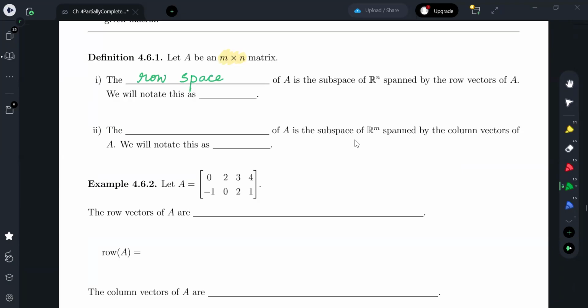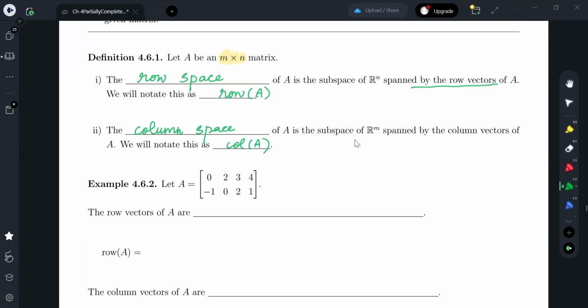Row space of A will be a subspace of Rn spanned by the row vectors of A. We will notate this as row space of A. Okay, that's just a notation. The column space of A, which is a subspace of this spanned by the column vectors, we will call this column space of A. Good. Now, how do I find it?